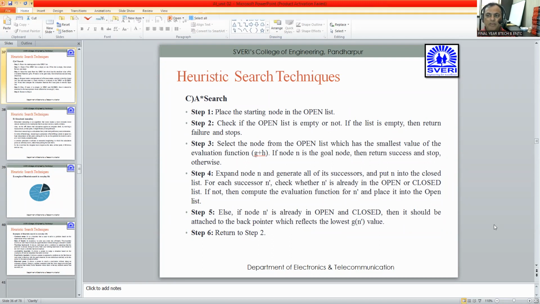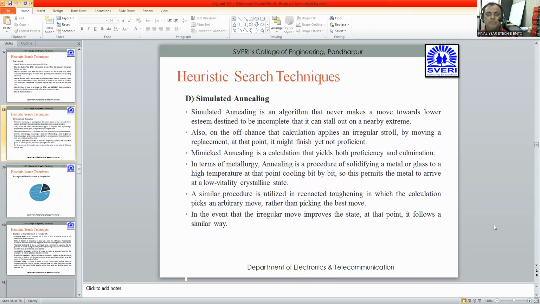In between, there is one very important step: for each successor n, check whether n is already present in the open or closed list. If not, then compute the evaluation function for n and place it in the open list. This is the most important step. Simulated annealing is an algorithm that never makes a move towards lower esteemed distance; if it is incomplete, then it can stall out at a nearby extreme.